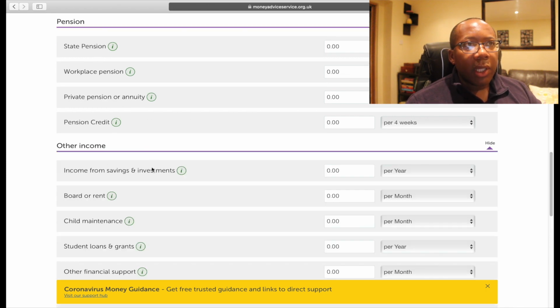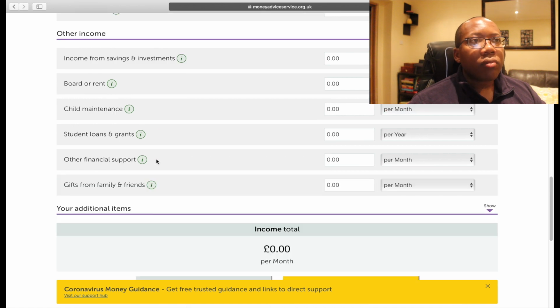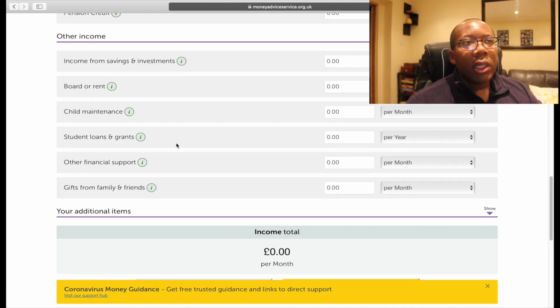Another interesting section now is other income, and you'll see here you've got income from savings and investments, board or rent, child maintenance, student loans and grants, other financial support and gifts from friends and family. So this is the first part that I would say let's really think very smartly about some of the things that we put in here and what it really means for us.